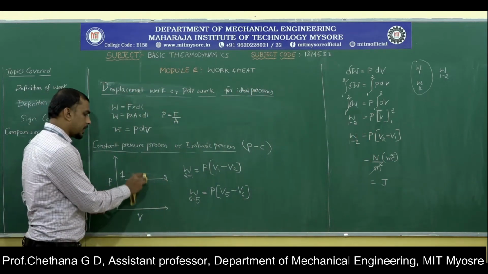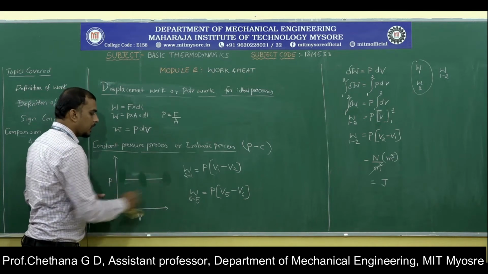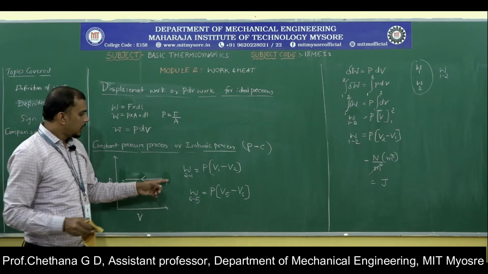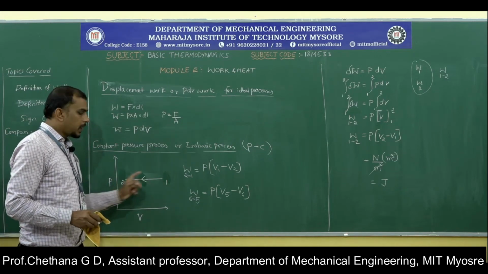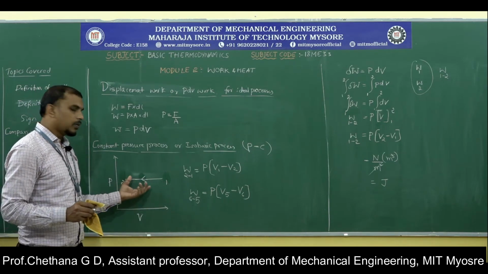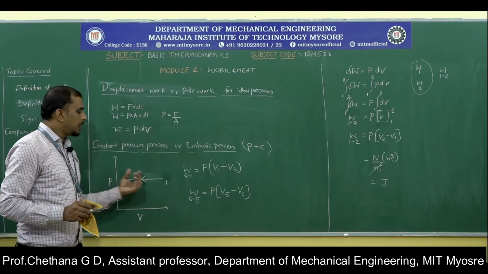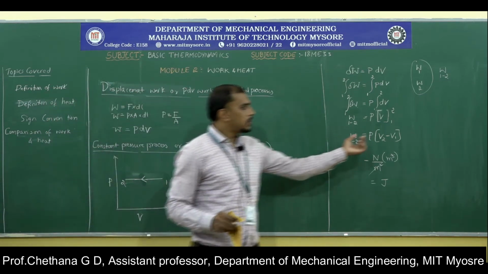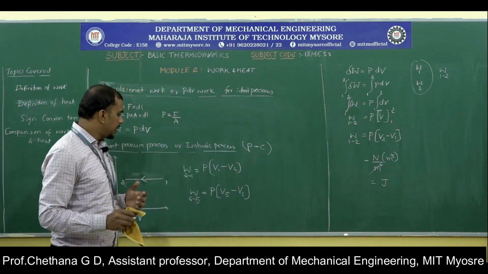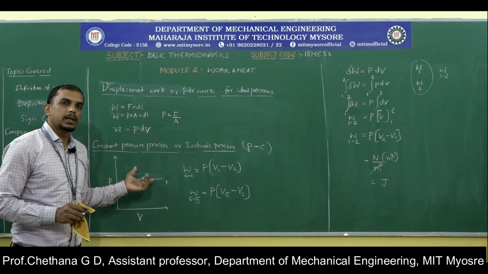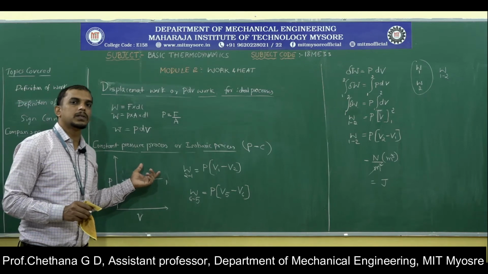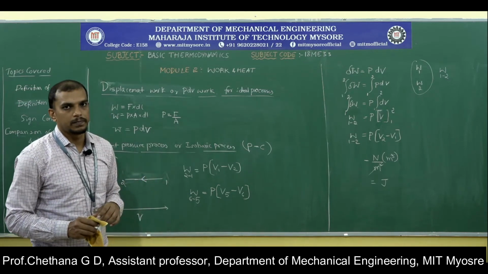If you reverse the direction, what is the equation? P into V final, that is V2 minus V1, the same equation because final here is 2 and initial is 1 only. Now V2 is lesser than V1, you get a negative answer. So obviously one can see in the PV diagram itself whether the work for the given process is positive or negative.